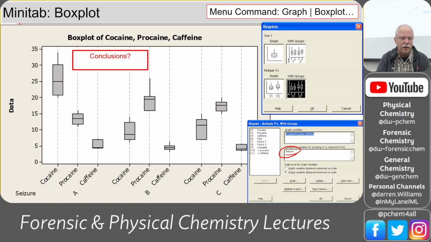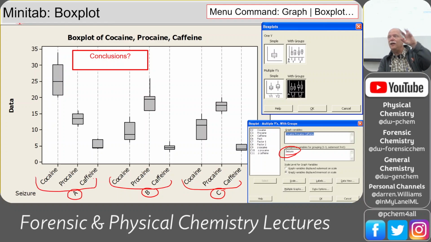So you see these are the groups: Group A, Group B, Group C. Each of those has 3 components, so there are nine chunks of data. This is the concentration of cocaine in Group A, Group B, and Group C. What conclusions can you make from here? It's nice that you're looking at the y-axis and you can see that the cocaine is higher here.